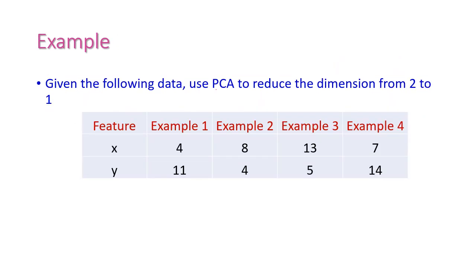Let us see one example for this PCA. Here we have two features, that is two columns in the table. First one is X and second one is Y. And we have four records: the first record, second record, third record, fourth record. So we have four records. The data set is actually like this.